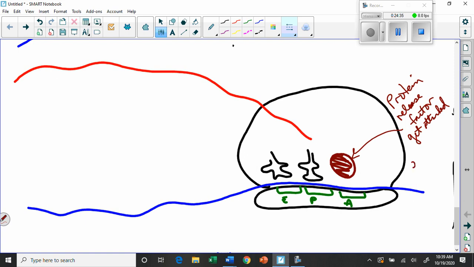And this ends the chain. Because if there's no more transfer RNA, there's no more amino acids, and then the chain is released. And so what we have up here is our polypeptide chain that's being released.